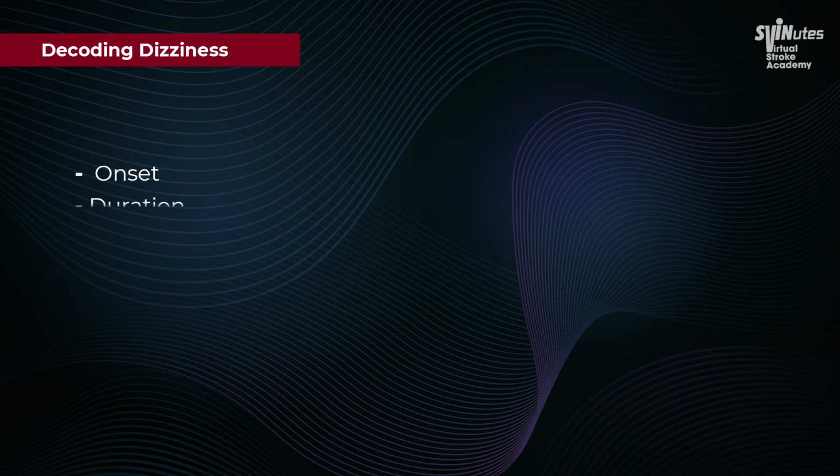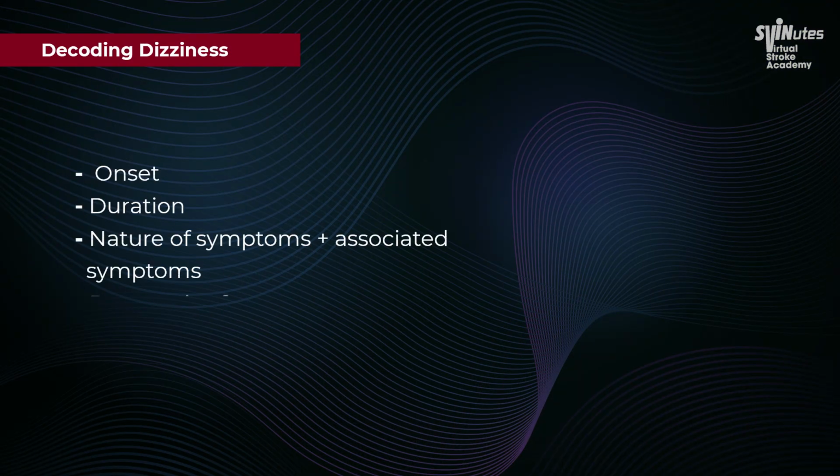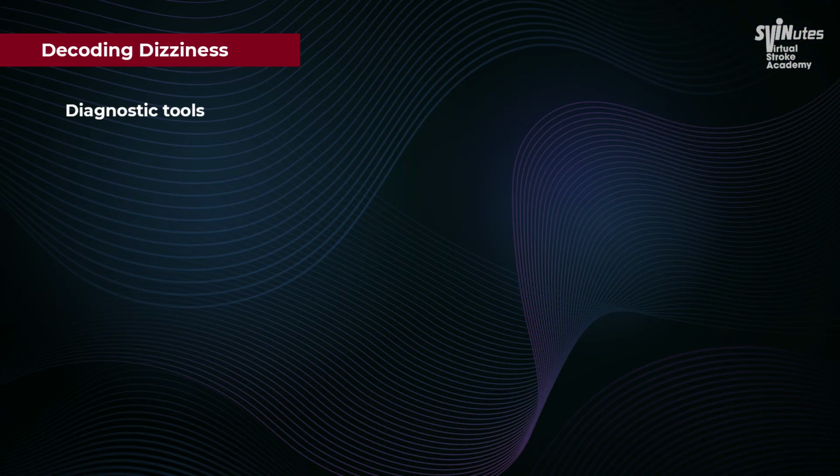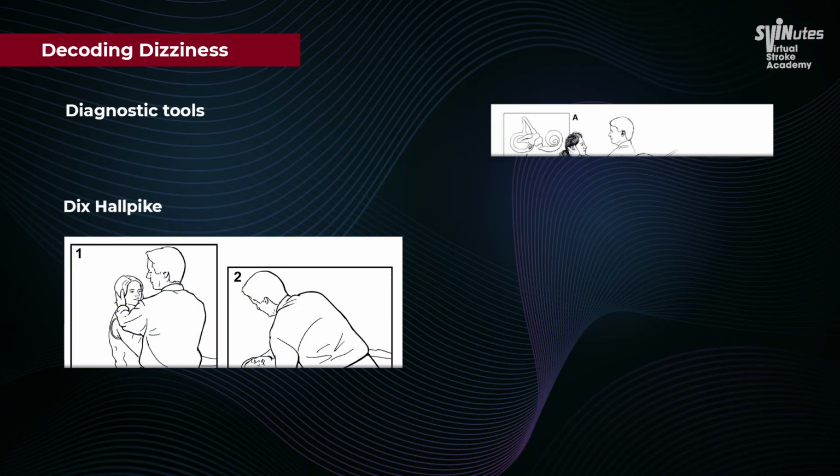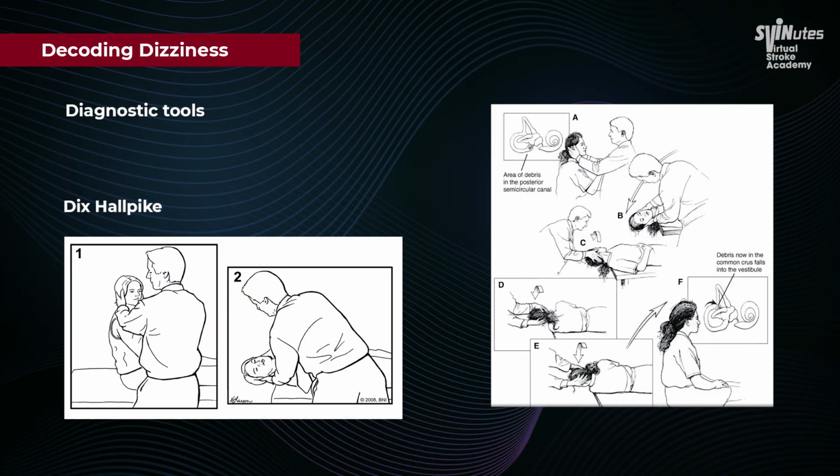When seeing a patient with vertigo, you want to ask about onset, duration, nature of symptoms and associated symptoms, and provocative features. Upon completing your history, there are various diagnostic tools to consider. First are physical exam maneuvers such as a Dix-Hallpike test and/or a HINTS exam. You may also want to consider head imaging, such as a brain MRI.